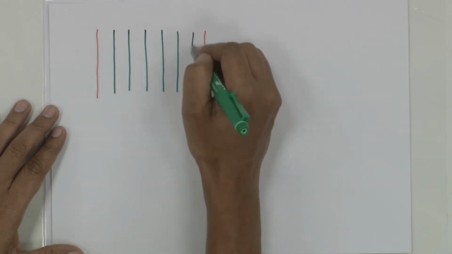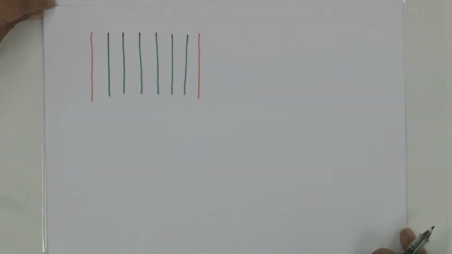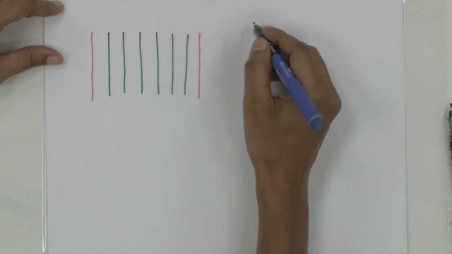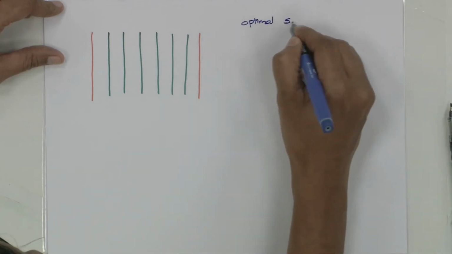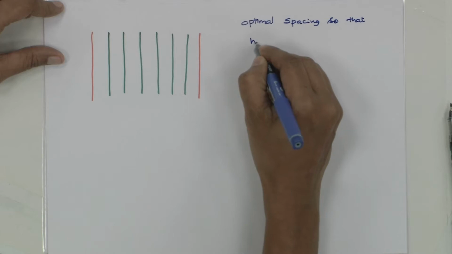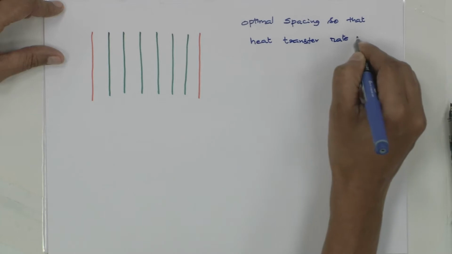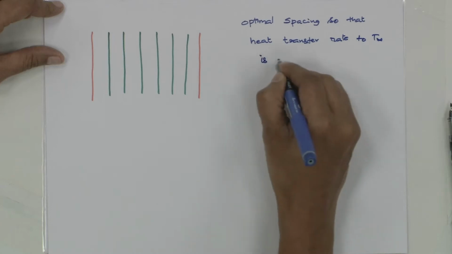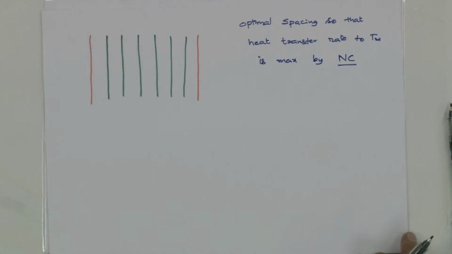The question is how many plates I should keep, or for given plates what is the maximum heat transfer I can afford to get. So determination of optimal spacing so that the heat transfer rate to the ambient is maximized by natural convection. That is the question. How do we apply these basics?